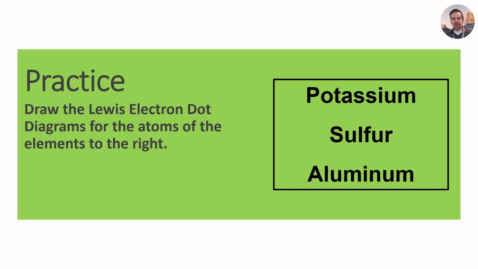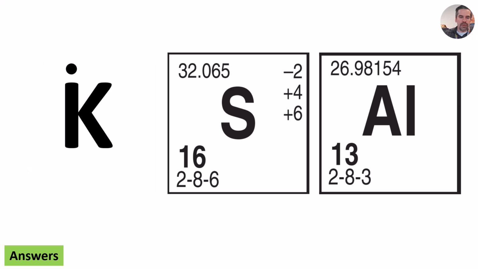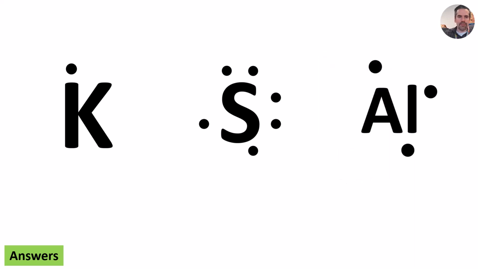So let's practice doing potassium, sulfur, and aluminum. That would be question number 9 on your practice assignment number 4. Pause this video while you try that, and then here are the answers. Of course, potassium would just be with 1, sulfur would have 6, and aluminum would have 3. And that's how you represent atoms with a Bohr model and with an electron dot diagram.